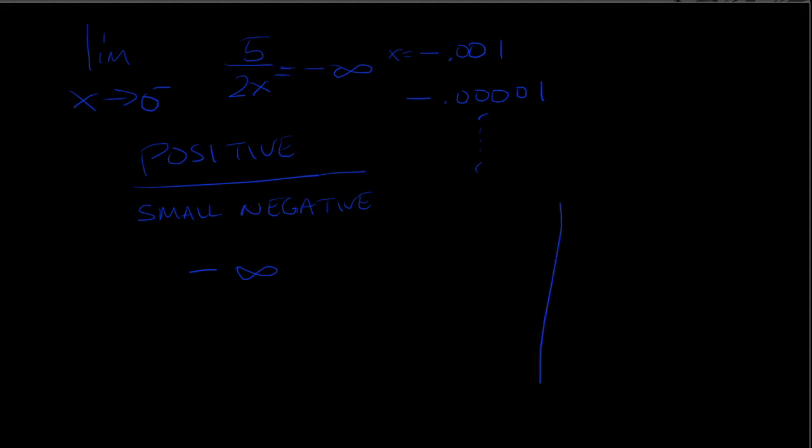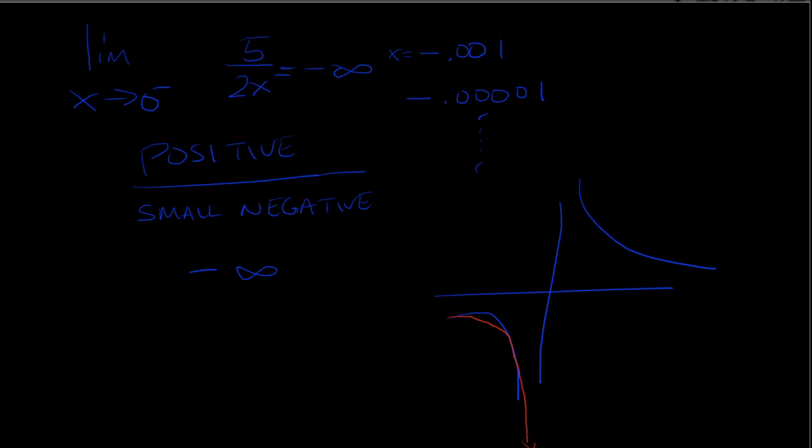And looking at the graph, it's going to be something like this. And if we're approaching 0 from the left, so we'll be going down the graph here, and we also see that it's going down to negative infinity.